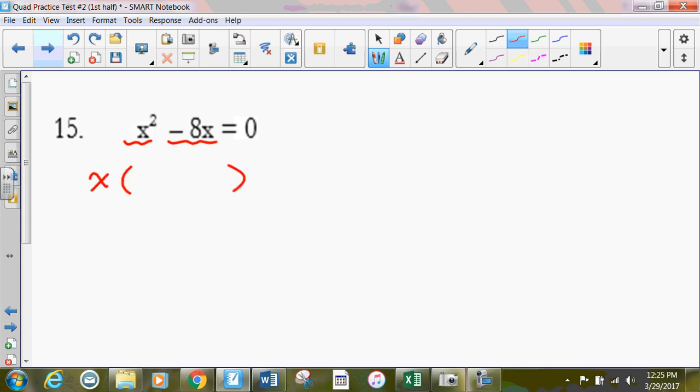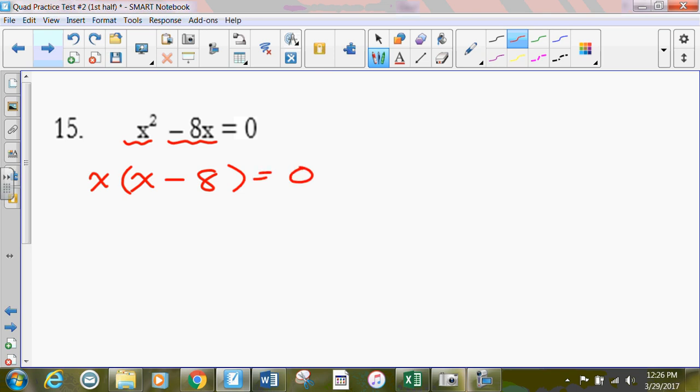Okay. So when we distribute, we use multiplication. When we undistribute, when we factor, we use division. x squared divided by x is x. Negative 8x divided by x is negative 8. If that didn't make sense to you, you just want to make sure you can put the term in that needs to go in place so that when you do distributive property, you end up back where you started. x times x is x squared. x times negative 8 is negative 8x.